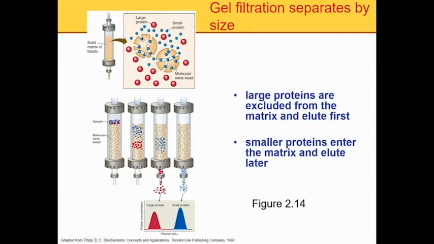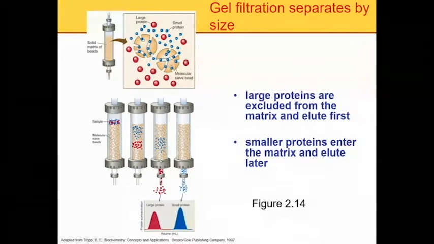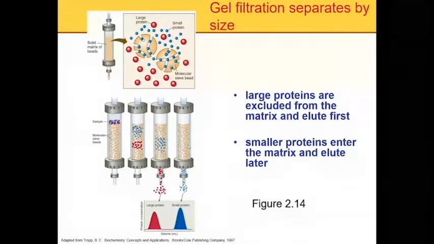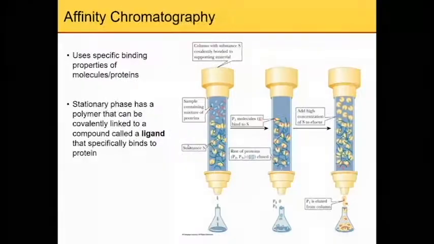So here it's more detailed: because the resin has these pores, the smaller molecules will enter the pore, the sieve, and the large molecules are excluded. And so that's why the large molecules will go through the column faster than the smaller molecules. Okay, so that's gel filtration, separated by size.